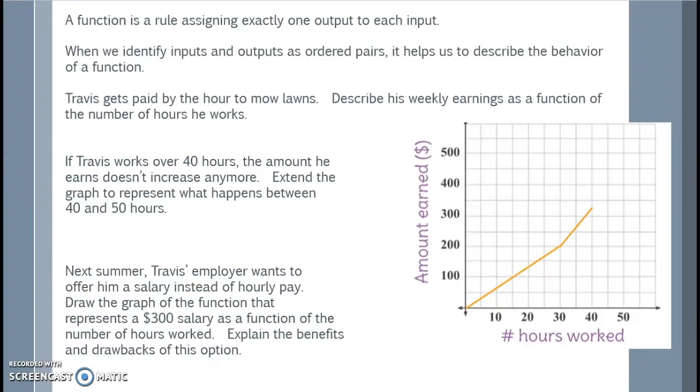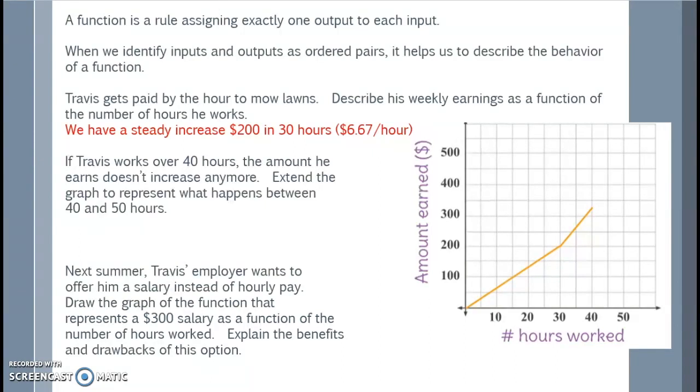Travis gets paid by the hour to mow lawns. Describe his weekly earnings as a function of the number of hours he works. If Travis works over 40 hours, the amount he earns doesn't increase anymore. Extend the graph to represent what happens between 40 and 50 hours. Further, next summer, Travis's employer wants to offer him a salary instead of hourly pay. Draw the graph of the function that represents a $300 salary as a function of the number of hours worked. Explain the benefits and the drawbacks of this option.